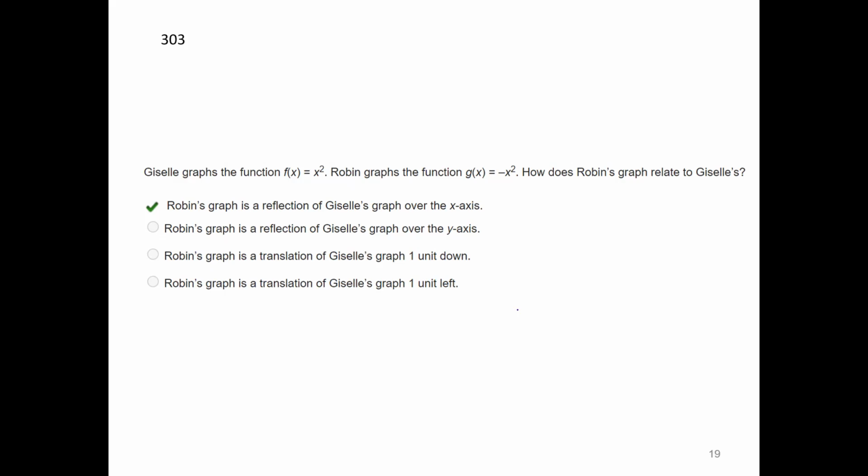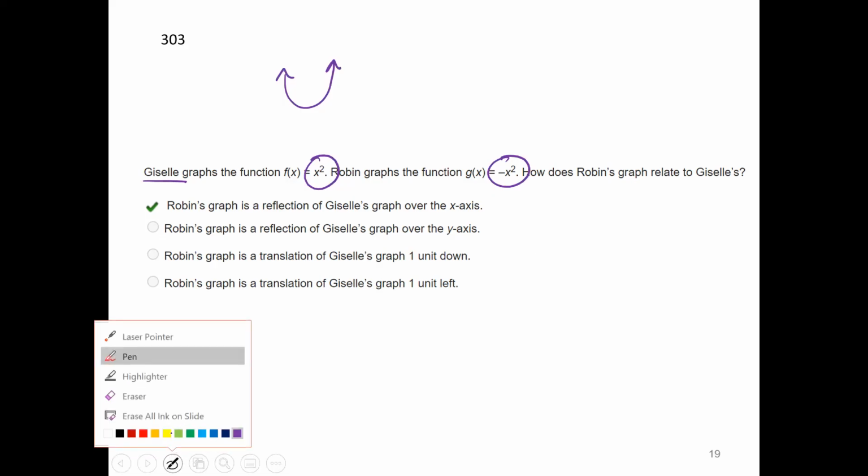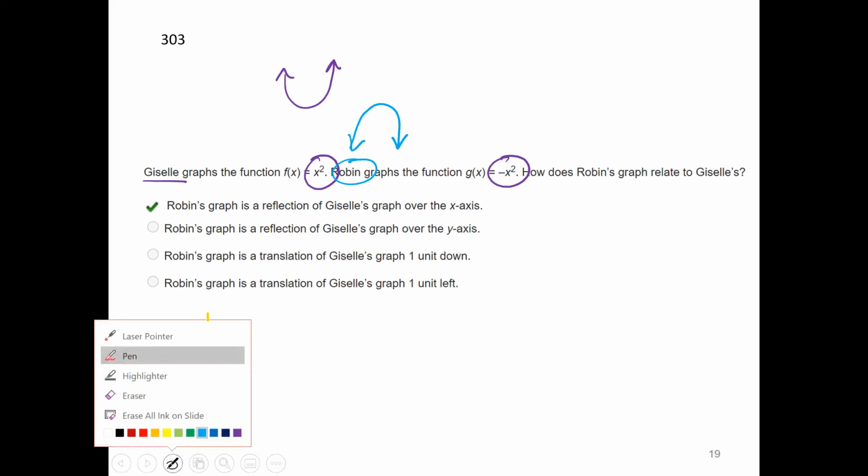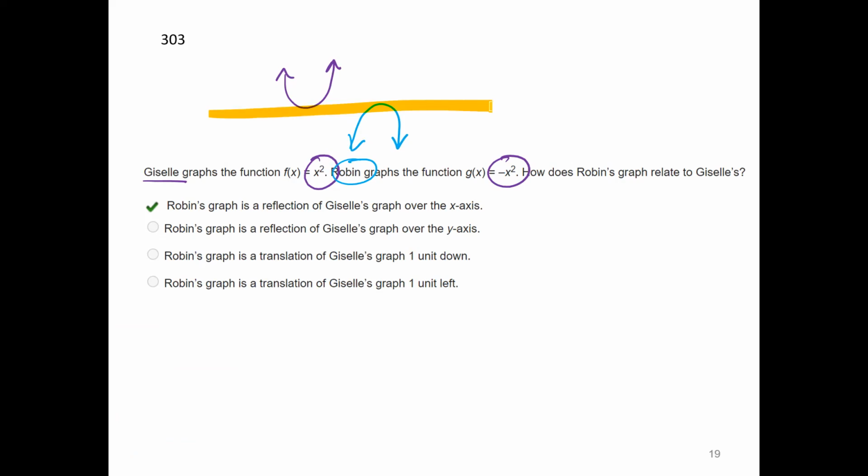All right, so negative versus a positive, okay? If Giselle's is x squared, this is what hers looks like, okay? Then Robin's is gonna be a negative x squared, so this is Robin's. So if it's a negative x squared, it's gonna look like this. So you see how they're opposite and they're reflected over the x-axis. It's like flipping it over. You know what I mean? So which one says x-axis and flip? X-axis, reflection, A as an apple.